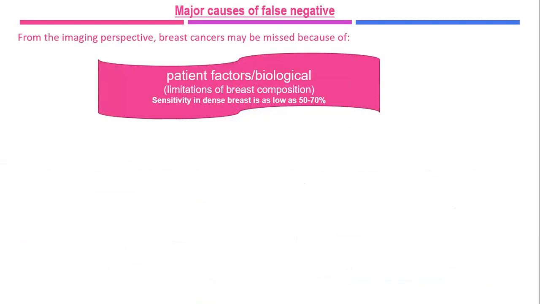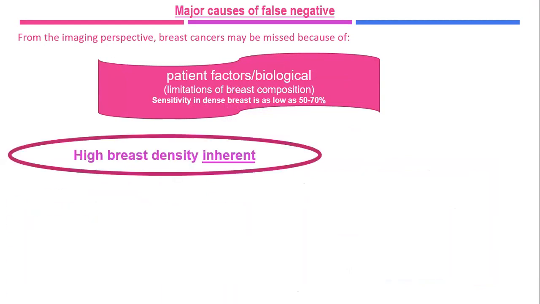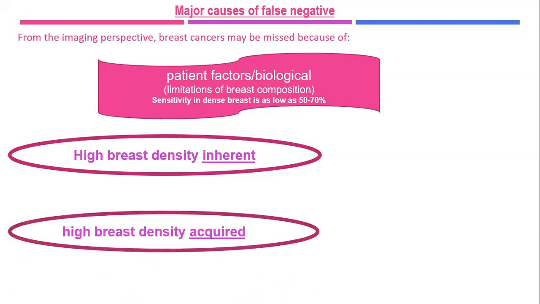Patient factors mainly are limitations of breast composition, and with dense breast, the sensitivity of mammography can be as low as 50 to 70%, and these definitely can be high breast density inherently present, or sometimes the density can be acquired, like in those who have received postmenopausal hormonal replacement therapy or reduced weight and increased body mass index and so forth.